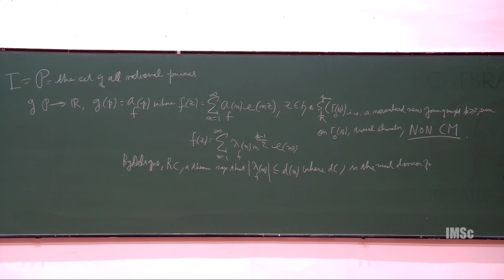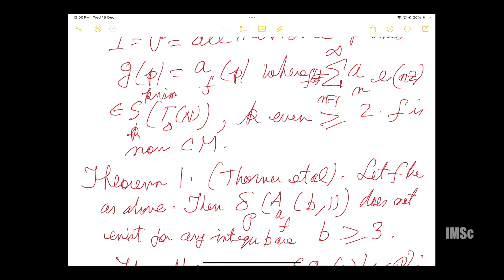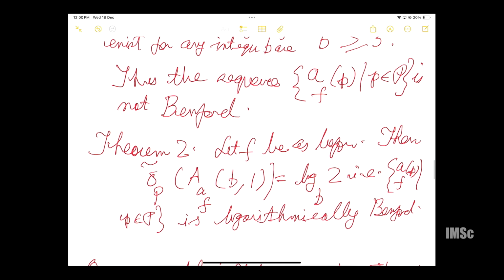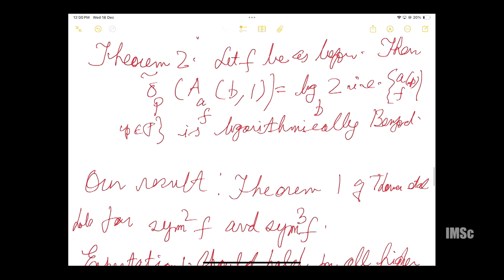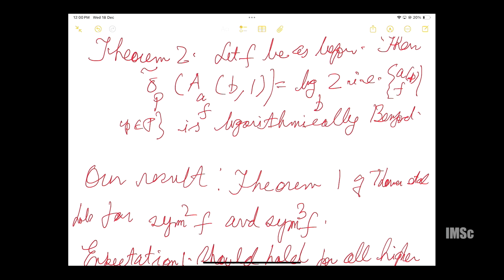So as f is as I said, then for any integer base b greater than 3, the density of those primes for which a_f(p) has leading digit 1 does not exist. So it's not Benford. Naturally, if it is not Benford, the other thing to try is the other density, namely the log density, and they show that the log density does exist, and of course its value has to be this. So it is logarithmically Benford.